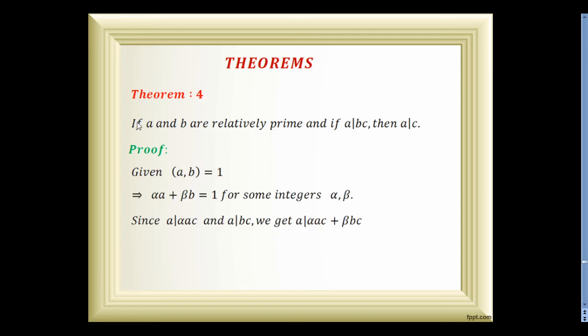Theorem 4. If A and B are relatively prime and if A divides BC, then A divides C. So here we have to take A and B are relatively prime. Assume A divides BC, we have to prove A divides C. So given A comma B are relatively prime, the formula is GCD of A comma B equal to 1, which can be written in a linear form, alpha A plus beta B equal to 1 for some integers alpha comma beta. Now when we are writing in a linear form, A divides alpha into AC.